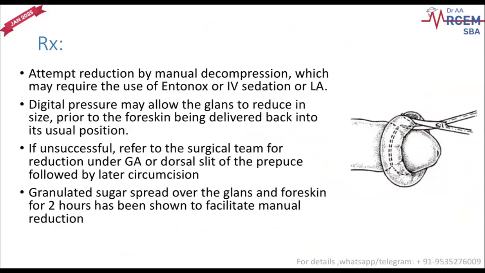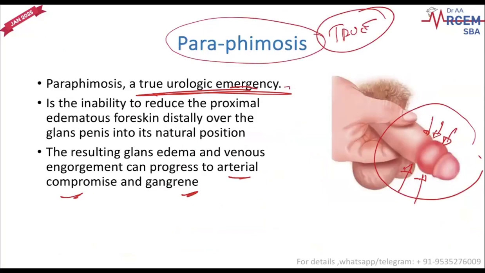How can we reduce it in the emergency department? First thing we try is osmosis. There is an edema present here and you want to reduce this edema. What you will do is soak gauze in sugar water. Sugar water will pull the fluid towards it. That's the osmosis you're trying, and you'll wrap it around the penis here. That might reduce the swelling and eventually you might be able to easily pull the foreskin back into the normal anatomical position.